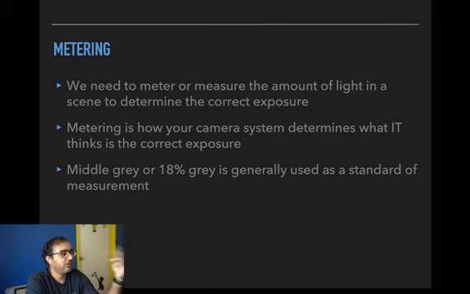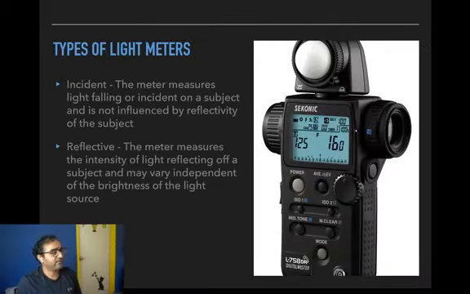So we need to meter, or measure, the amount of light in a scene to determine the correct exposure. Now, the correct exposure depends on you as a photographer. The camera can't tell you what the correct exposure is. It just gives you a rough approximation of what it thinks is correct. Metering is how your camera system determines that. Middle gray, or 18% gray, is used as a standard of measurement. I'll go over the 18% gray in a bit.